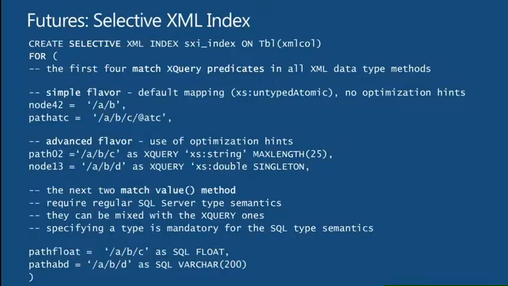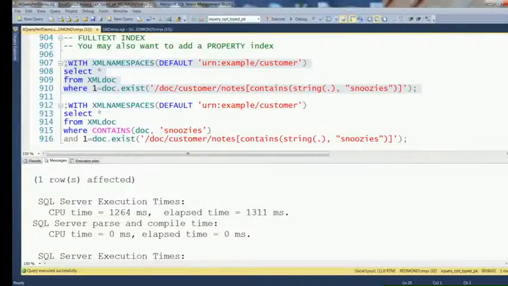Or I use it for value method comparison, in which case I actually define in the index that this path is going to be a SQL float or a SQL varchar. And then it will be stored that way and give me that corresponding match. Each one of these paths will get a name. And then these names can be used on secondary indices to define that index. Let me just show you quickly how that looks.